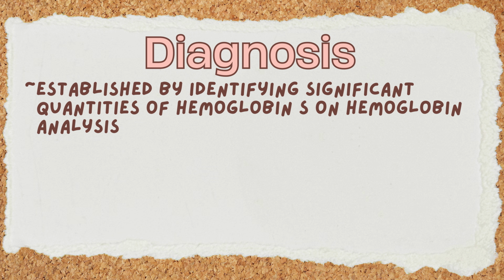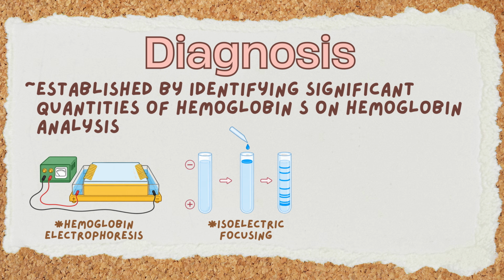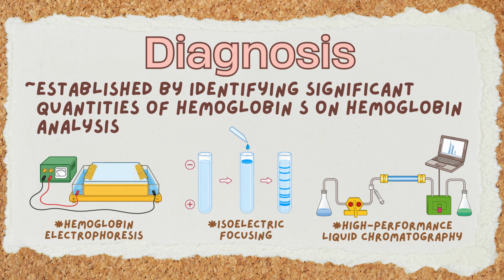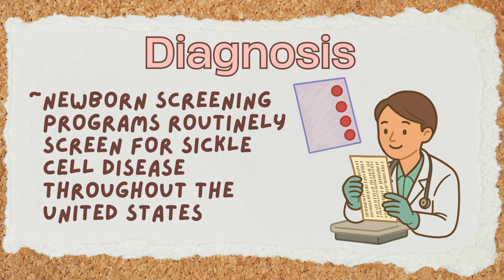Diagnosis is established by identifying significant quantities of hemoglobin S on hemoglobin analysis, such as hemoglobin electrophoresis, isoelectric focusing, or high-performance liquid chromatography. Molecular genetic testing can confirm biallelic pathogenic variants in HBB, including at least one HBS allele. Newborn screening programs routinely screen for sickle cell disease throughout the United States.